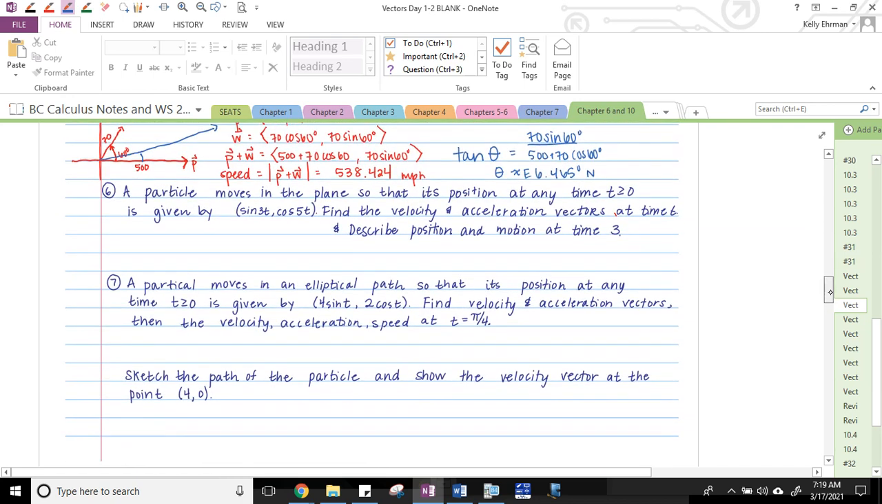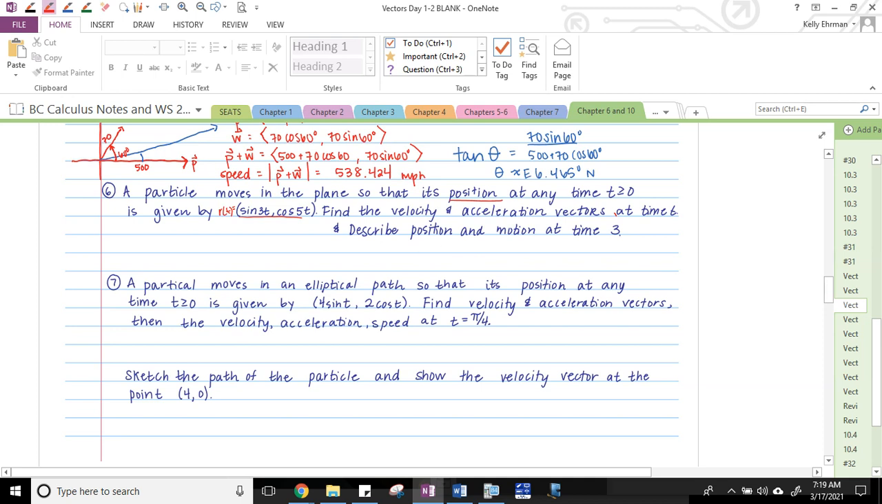On to example 6. A particle moves in the plane so that its position at any time t greater than or equal to 0 is given by this. So that's a vector. It's the position vector. That's r. Find the velocity and acceleration vectors and describe the position and motion at time 3.